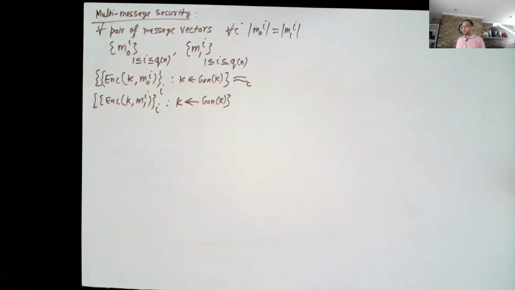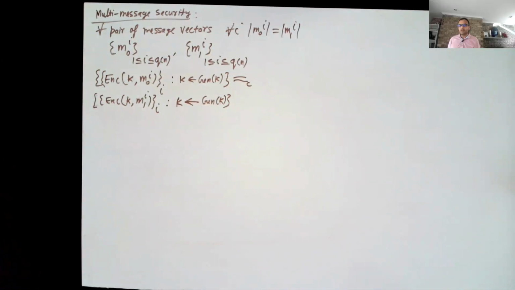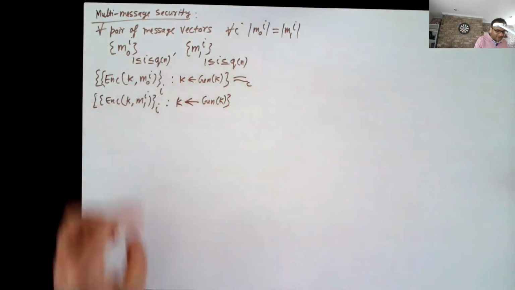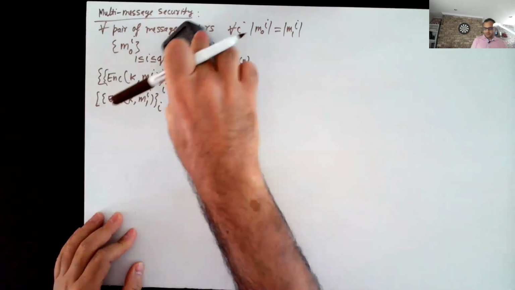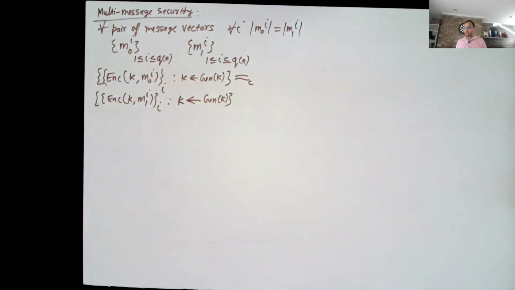Does this make sense? Any questions? Sir, I had a small question. Maybe I missed this, but why are Q(n)' and Q(n) not the same? Oh, it's a comma, not a prime. Oh, okay, sorry. Yeah, it's the same. It can be any polynomial number of messages.